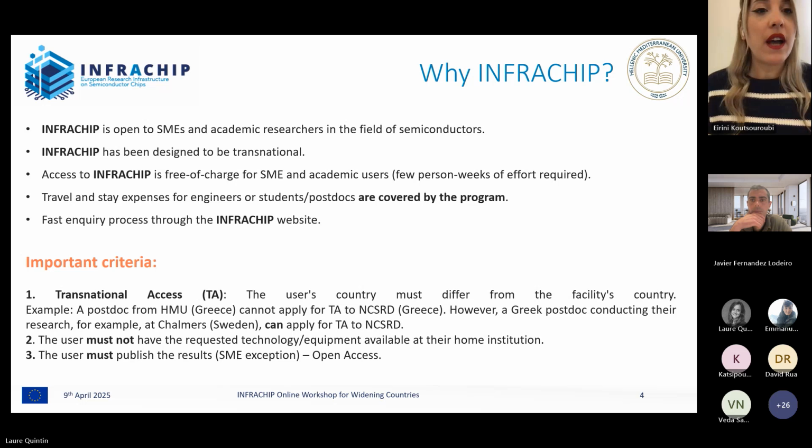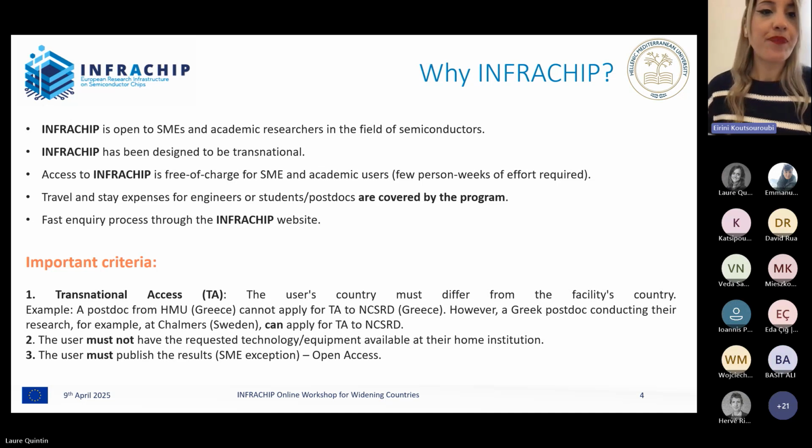Now, what is transnational access? From now on, we will refer to it as a TA. So we have some important criteria: the user's country must differ from the facility's country. For example, a postdoctoral researcher from HMU, which is based here in Greece, cannot apply for a TA to Demokritos, which is also based in Greece. However, a Greek postdoctoral researcher conducting their research, for example, at Chalmers, which is based in Sweden, can apply for a TA to Greece. The user must not have the requested technology or equipment available at their home institution.